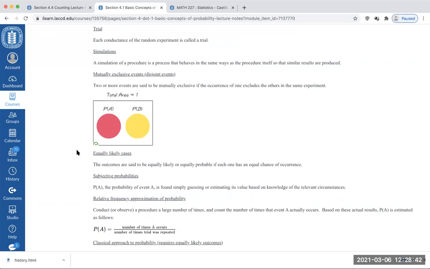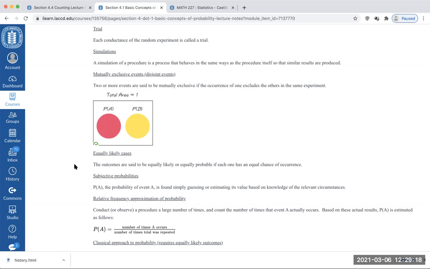Equally likely cases: the outcomes are said to be equally likely or equally probable if each one has an equal chance of occurrence. Say you have a fair coin and you flip it. Well, there are 2 outcomes if you flip it once, head or tail. So there are 2 outcomes.